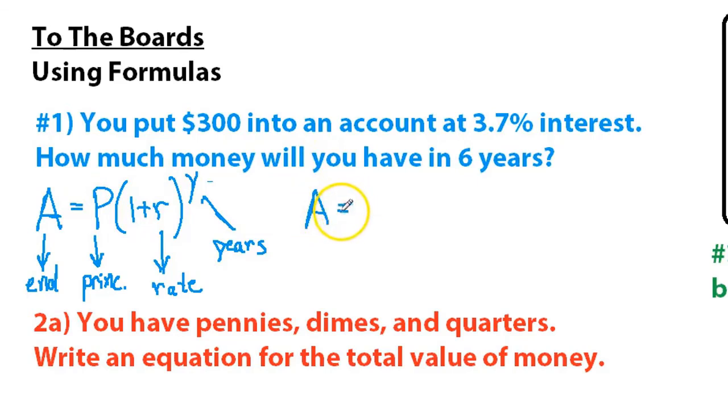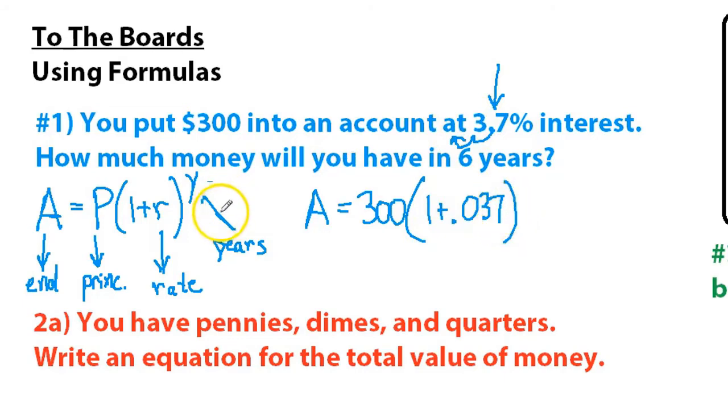Okay, so let's plug this information into the formula here. I know that A is going to equal P, the principal, which is $300, times 1 plus the rate. Now, the rate right now is a percent. We're going to have to convert that to a decimal. In decimal form, I move it 2 spots to the left, so it would be 0.037. And it's raised to how many years? 6 years. Excellent.